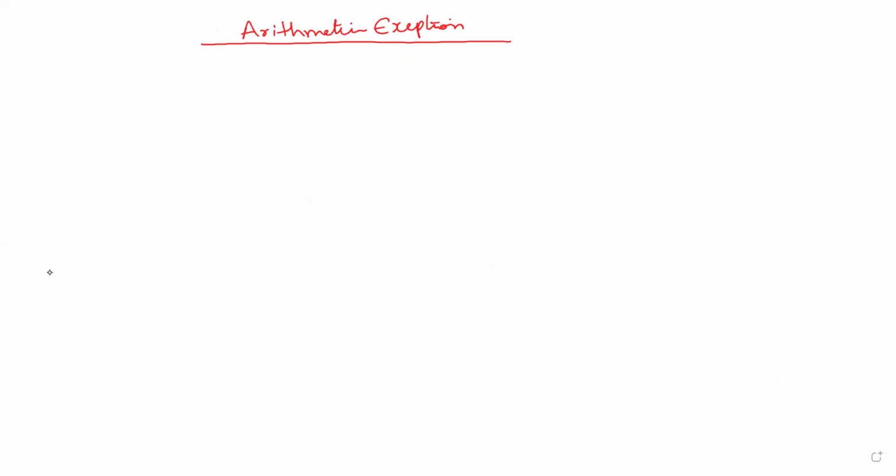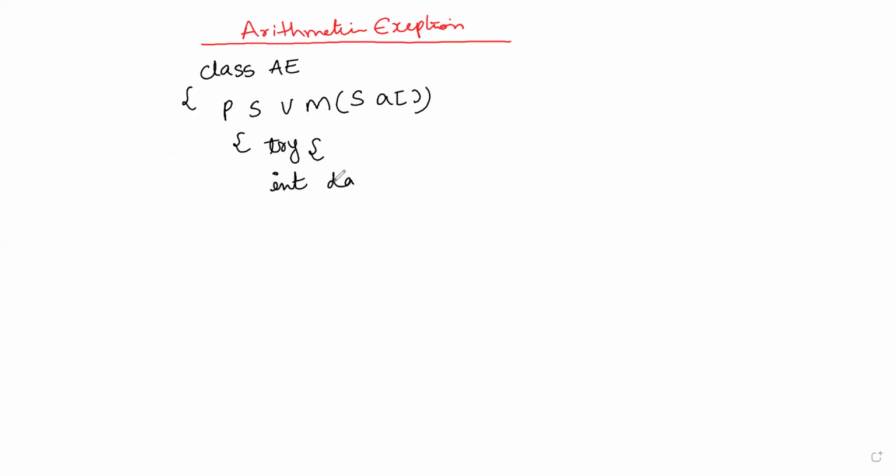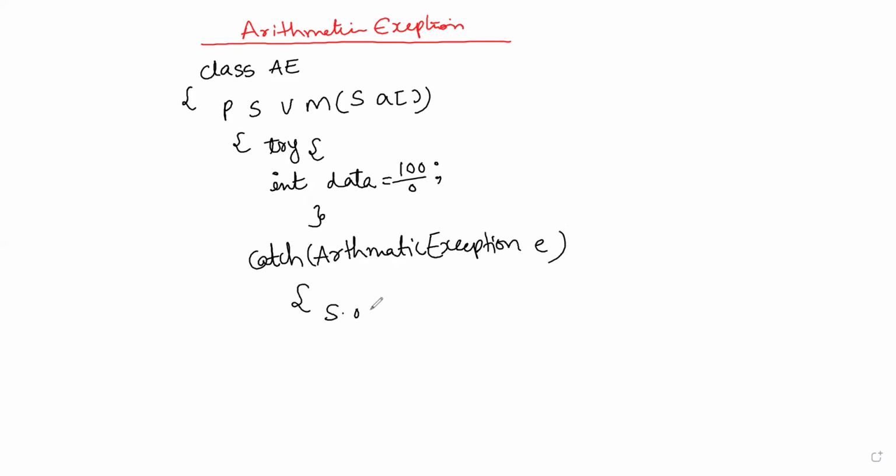Let me write a program about this one. Class AE, let me say, open. So public static void main String args. Next, try. Int data is equal to 100 by 0. Close. Let me close this one. Catch ArithmeticException e. So System.out.println, let me write SOP e. Okay. Close.